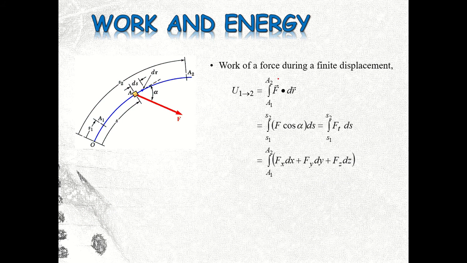Work of a force during a finite displacement. So finite displacement, these are clear points where the particle moves. Initially it moves from this position, point O or point 0. It moves to point A1, and then it moves to point A, and then moves to point A2. So there's a finite displacement of the particle.